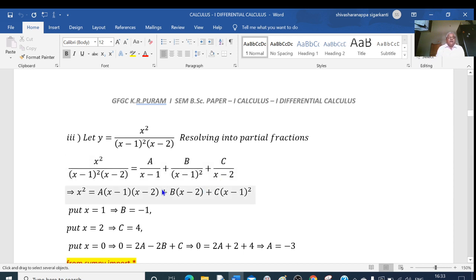Then the remaining process is the same. That is multiplying throughout by the denominator of the left hand side, that is, multiplying by x minus 1 whole square into x minus 2. Left hand side becomes x square equal to right hand side. I am multiplying by x minus 1 whole square into x minus 2. Multiplying with this first term, x minus 1 gets cancelled. What I am getting is a into x minus 1 into x minus 2 plus. Multiplying to this term, x minus 1 whole square gets cancelled, x minus 2 remains, b into x minus 2 plus c into, in this case x minus 2 gets cancelled, x minus 1 whole square remains. So this is the equation. From this equation we have to find the values of a, b, c.